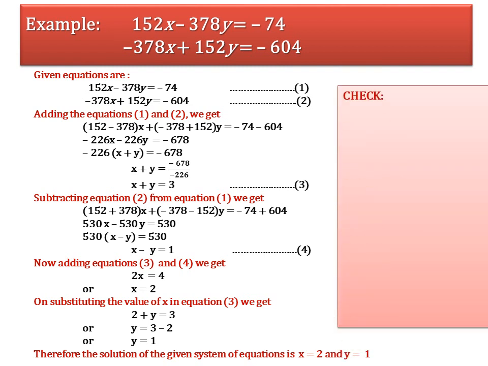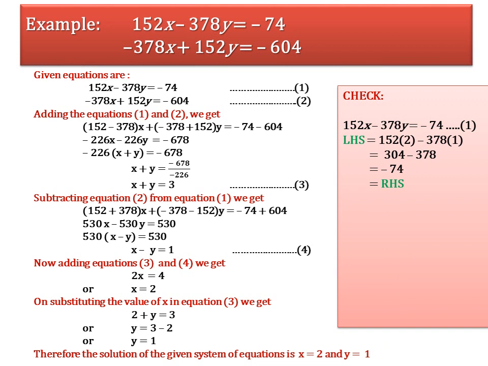Now let's check our solution. For this, we will substitute the values of x and y in both equations 1 and 2. For equation 1, let's write its left hand side as 152 into 2 minus 378 into 1. You can see we have substituted x as 2 and y as 1. Now we get 304 minus 378, which equals minus 74, the right hand side of equation 1. So equation 1 is satisfied with x as 2 and y as 1.